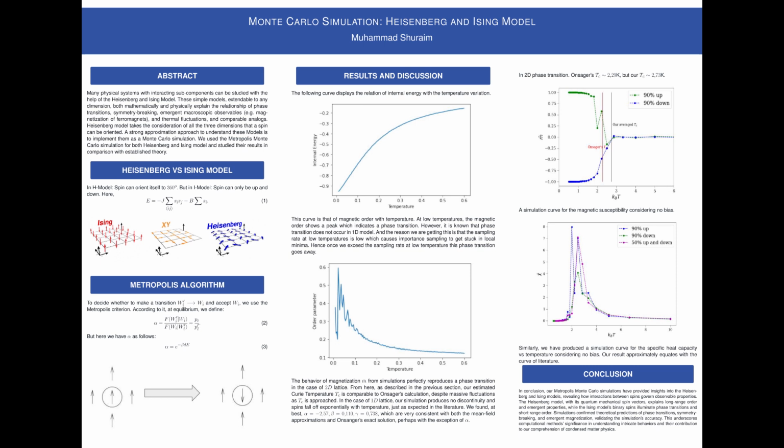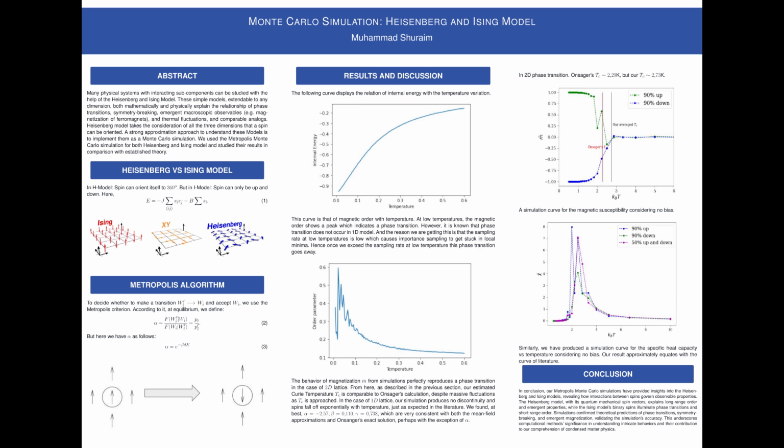We found at best alpha is equal to -2.57, beta is equal to 0.11 and gamma is 0.75, which are very consistent with both the mean field approximation and Onsager's exact solution, perhaps with the exception of alpha. In the 2D phase transition, Onsager's critical temperature was 2.29 Kelvin, but in our case we have. So the fourth graph is the relation between magnetic susceptibility versus the temperature, considering the fact that there is no external magnetic field.